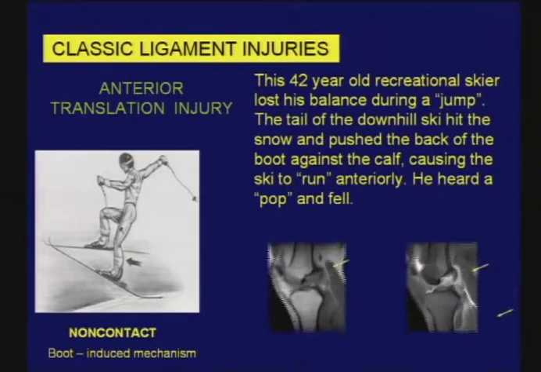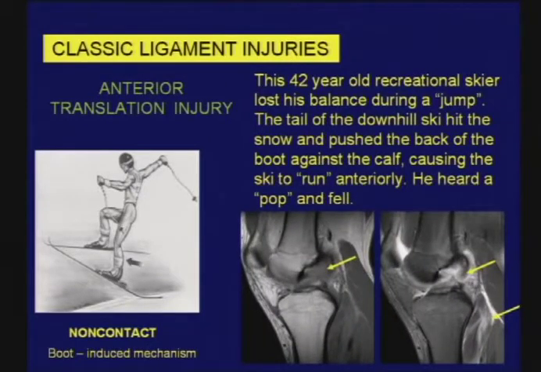Here's the story. It's a 42-year-old recreational skier, lost his balance during a jump. The tail of the downhill ski hit the snow and pushed the back of the boot against the calf, causing the ski to begin to run very fast anteriorly. He heard a pop, that dreaded pop, and he fell. And as you look at this, you can see that he developed injuries here to the anterior cruciate ligament. The posterior cruciate ligament was actually all right, and he had injury to the popliteus muscle as well.